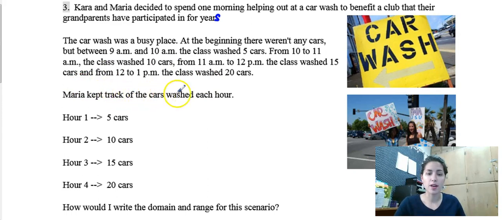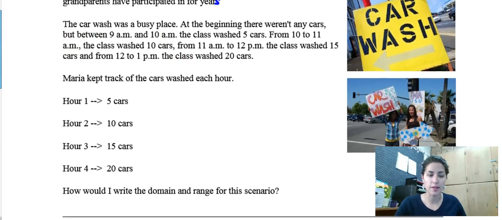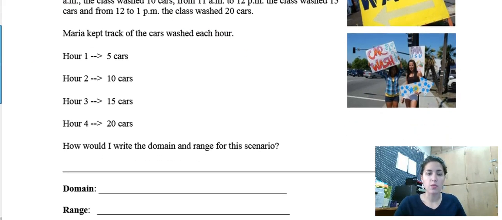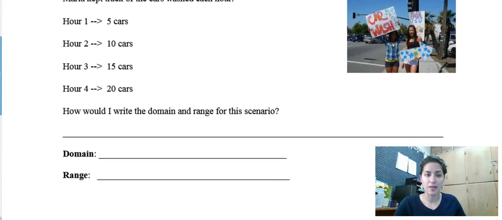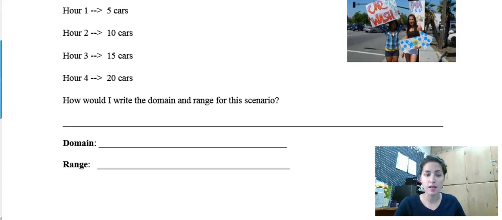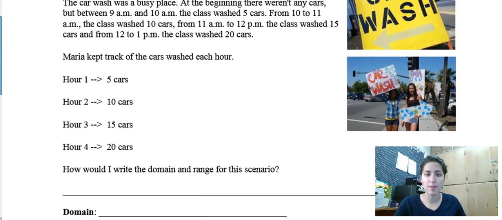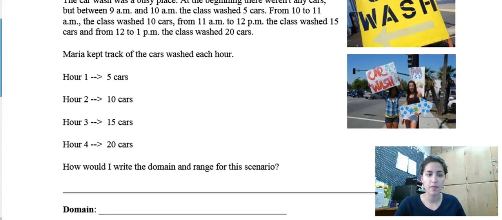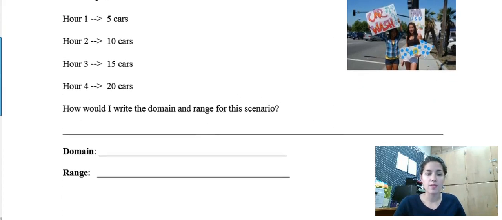Maria kept track of the cars washed each hour. And here we have a list of the data. So in hour 1, 5, hour 2, 10 cars, hour 3, 15, and lastly, hour 4, 20. So we have a list of data that came from the real-world question. It says, how would I write the domain and range for this scenario?